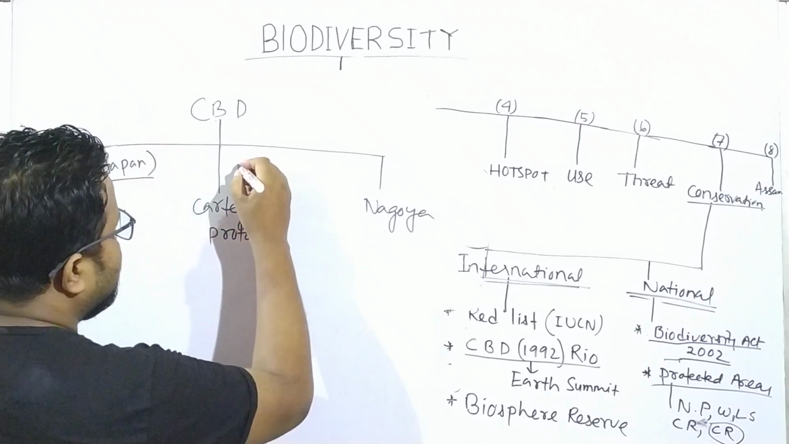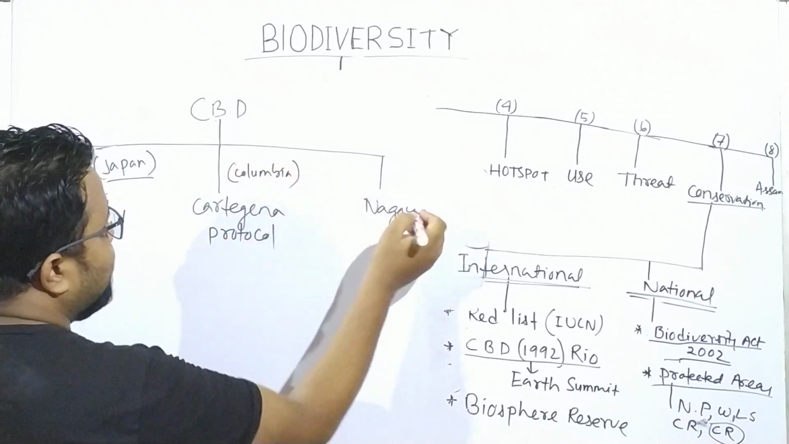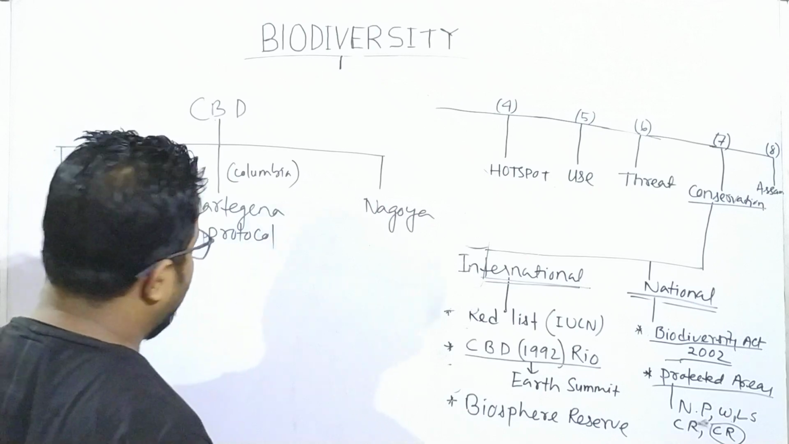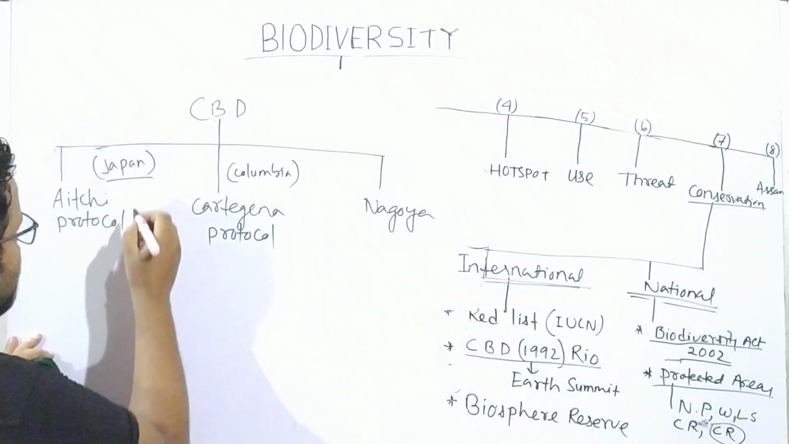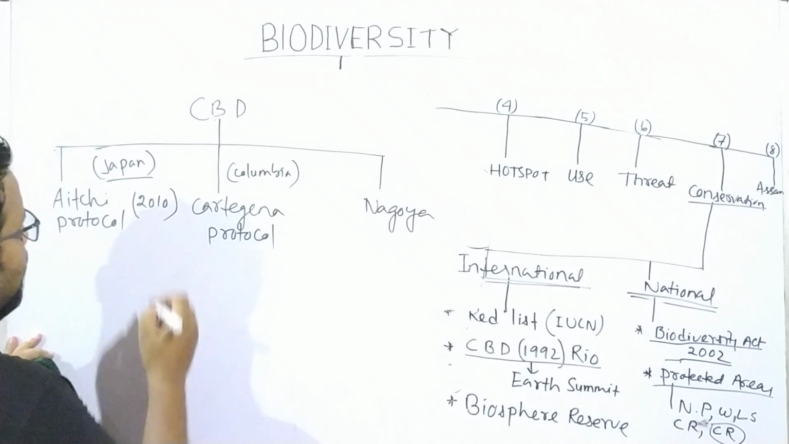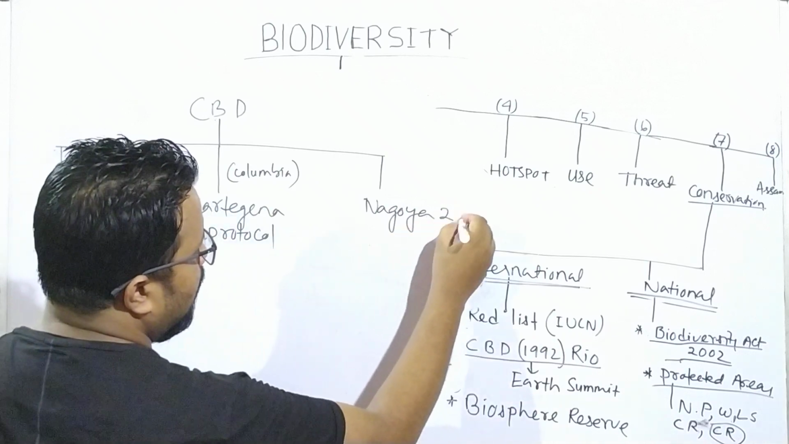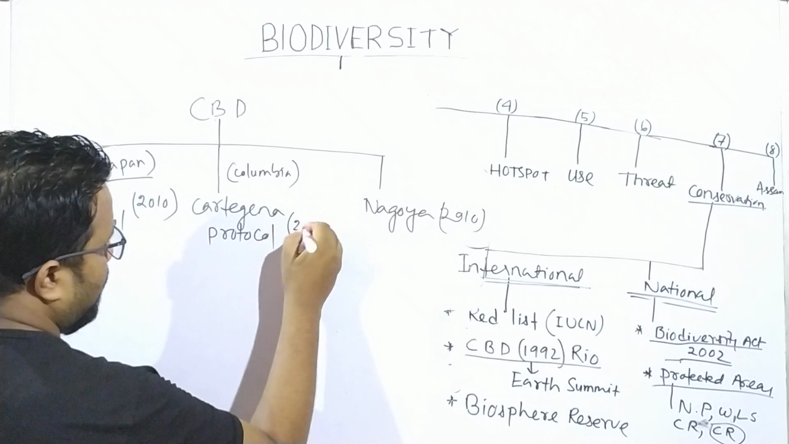Cartagena took place in Colombia, and Nagoya is also in Japan. Nagoya took place in the year 2010. Aichi is also 2010, but Cartagena took place in 2000.